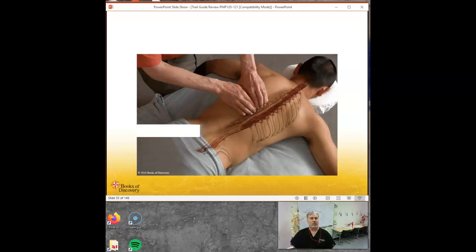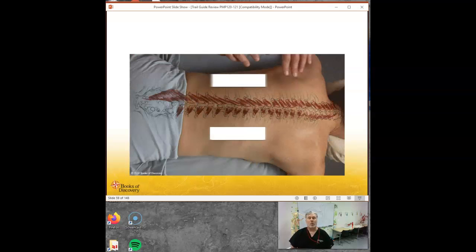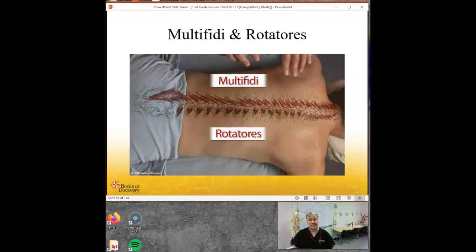Nice. What muscle is this? It's longissimus. Beautiful. Longissimus. Beautiful. And what's this one? Spinalis. Spinalis. You said it beautifully. What are these two muscles? Multifidi and rotatores.